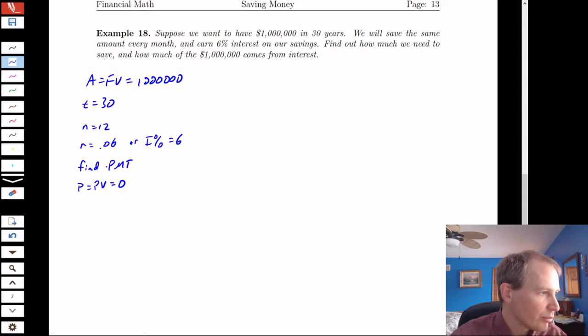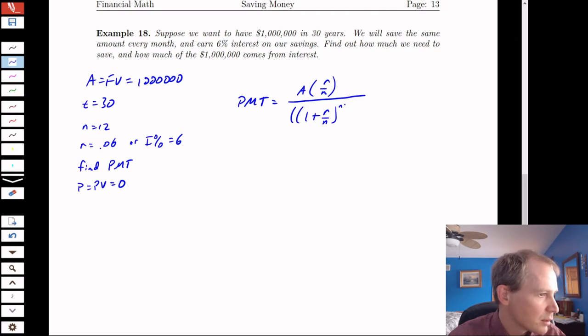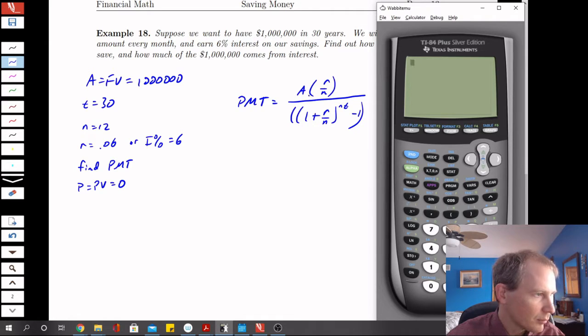Okay, so here, if I'm using the formulas, because I want to find the payment, we want to use the PMT equals formula. I'll write it down again. So we have A, r over n, all over double parenthesis, 1 plus r over n to the nt minus 1. Okay, and I'll go ahead and type that into my calculator. So the A is 1 million. Okay, r is 0.06 divided by 12 divided by double parenthesis 1 plus 0.06 divided by 12 to the power of 12 times 30. And then make sure not in the exponent, but we want to subtract 1. Close the parentheses for the denominator, and we get 995.51 if we round to the nearest cent.